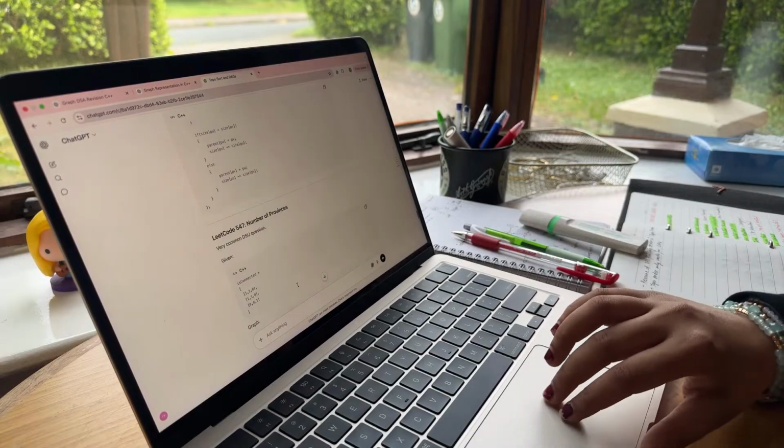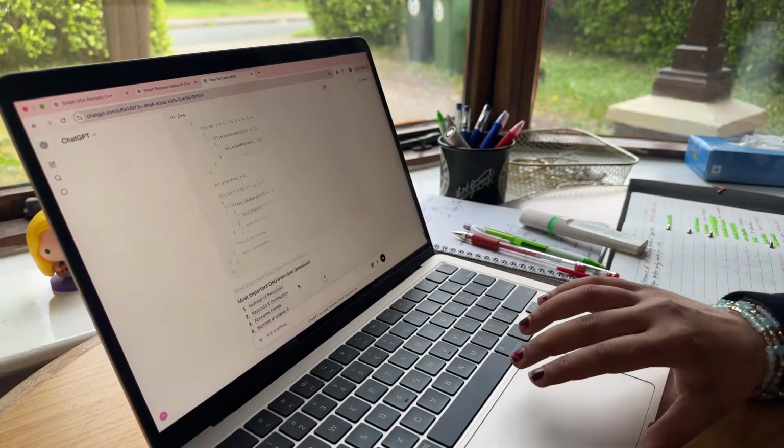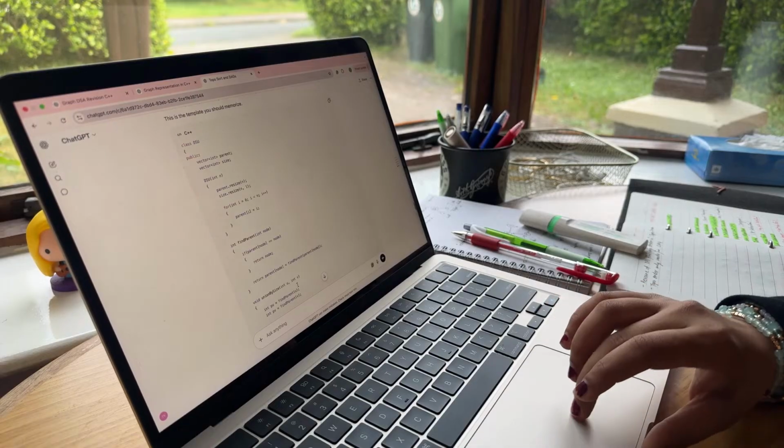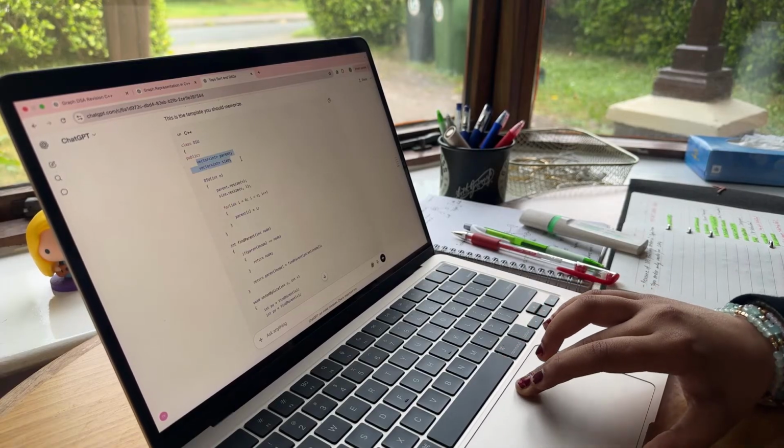Let me see the whole number of provinces. This is also another famous question, which is a similar question. So you have parent, you have size.